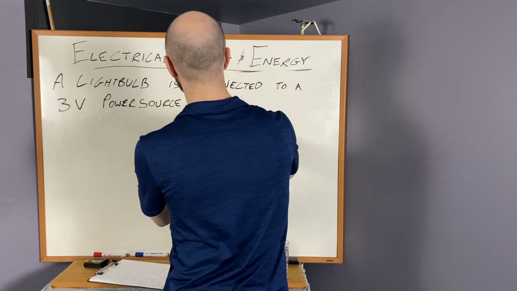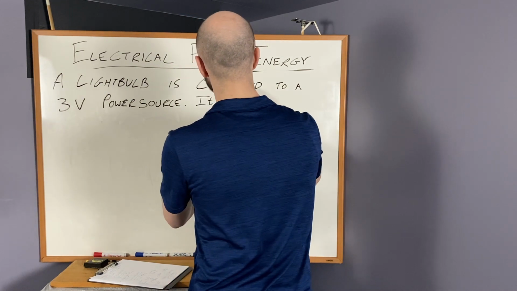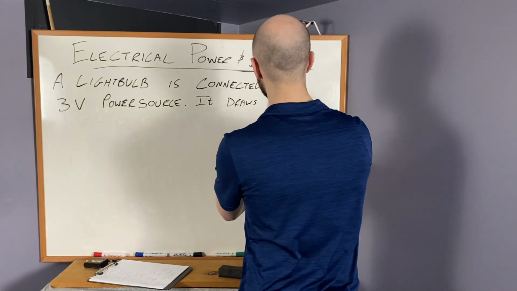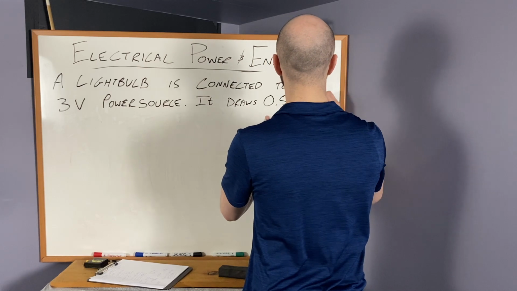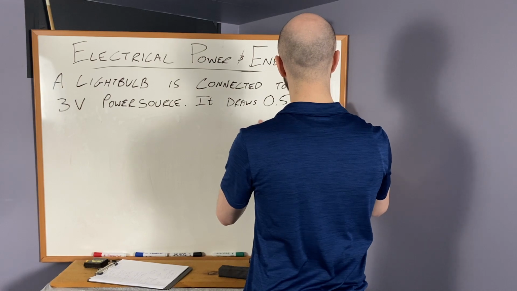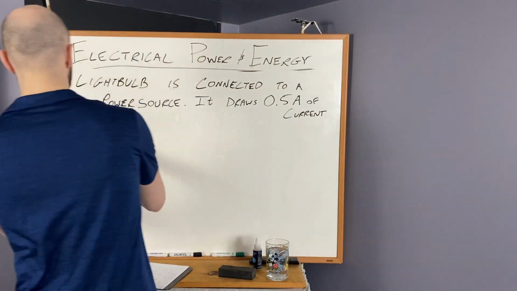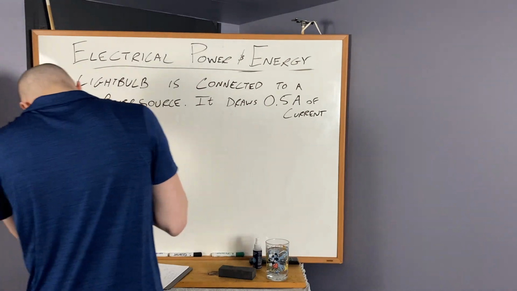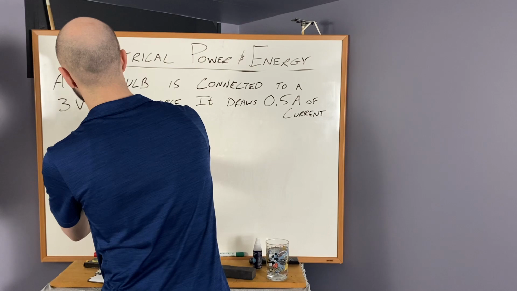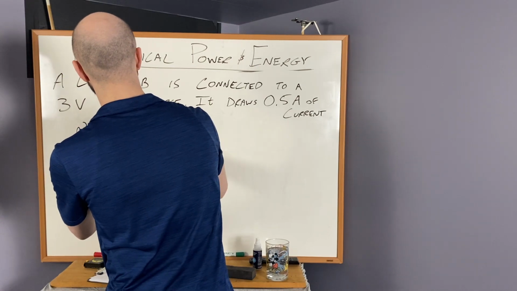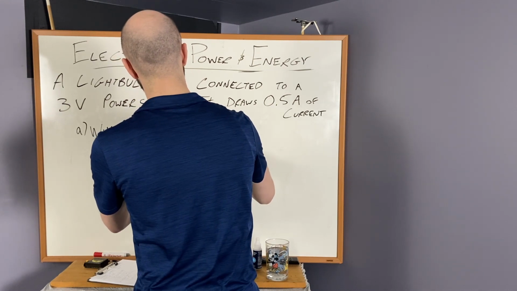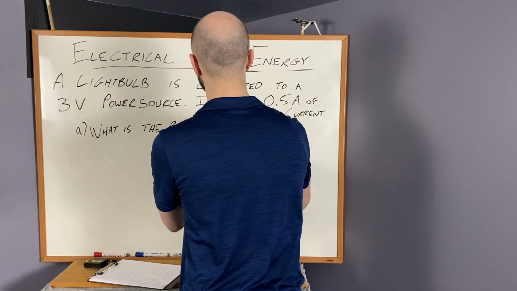A light bulb is connected to a 3 volt power source. It draws half an amp of current. We want to find what is the power dissipated by the light bulb.